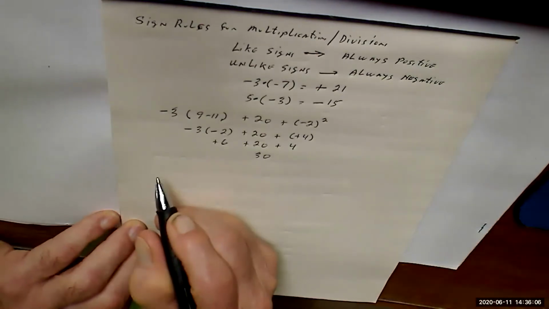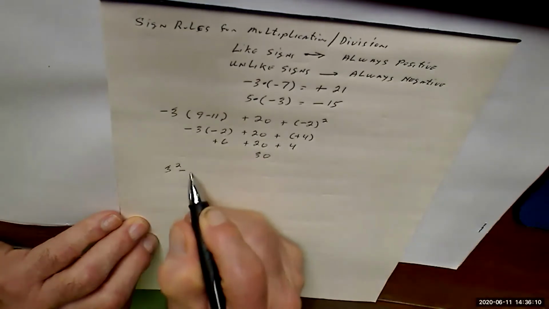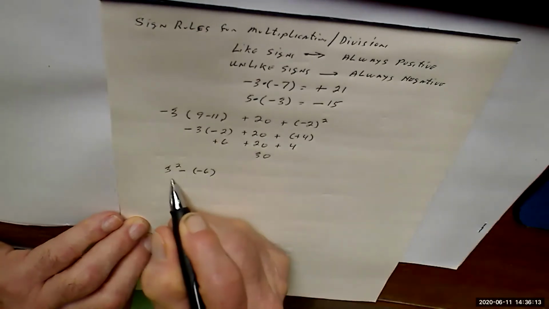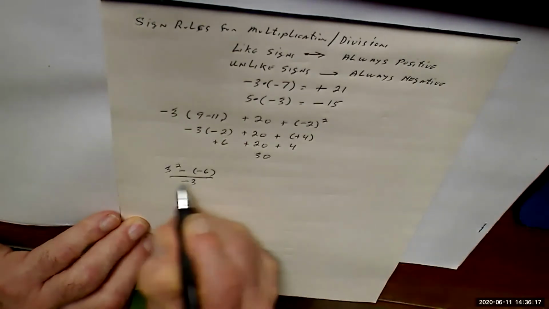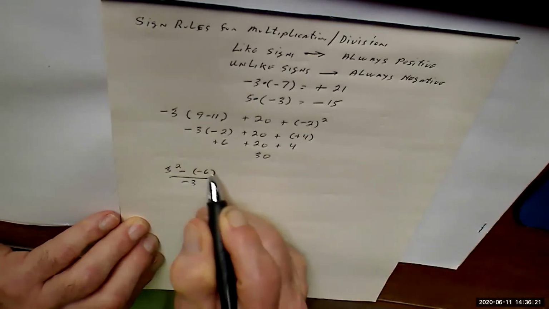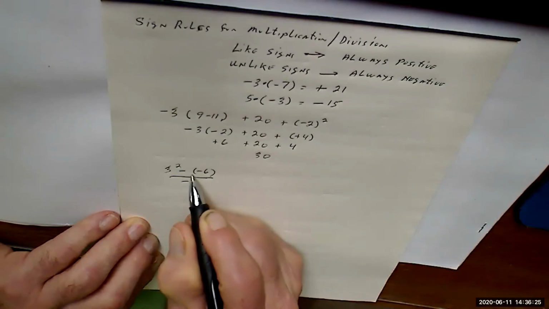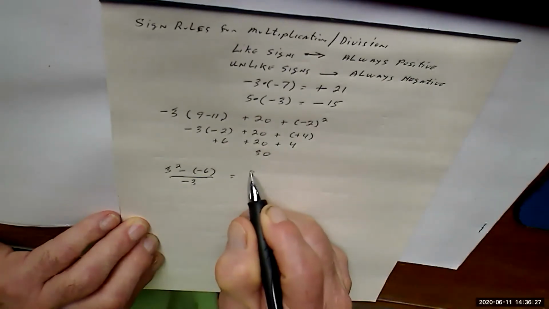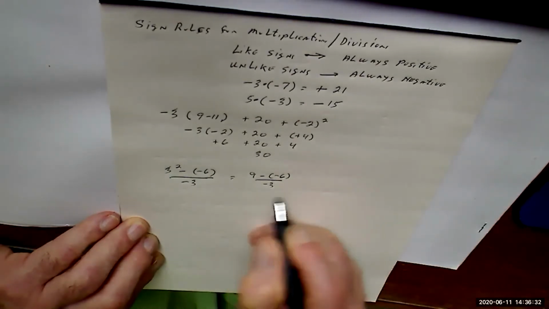Another problem. What if we have 3 squared minus a -6 all over -3? The division line is like a grouping symbol, so it says do the numerator first, and in the numerator, raising to a power has priority over the subtraction. So we're going to have 9 minus a -6 all over -3.